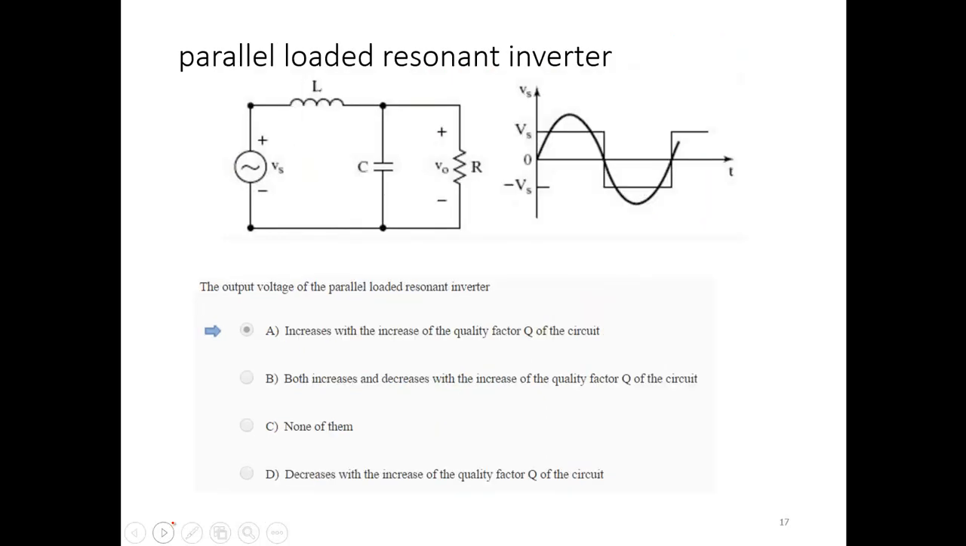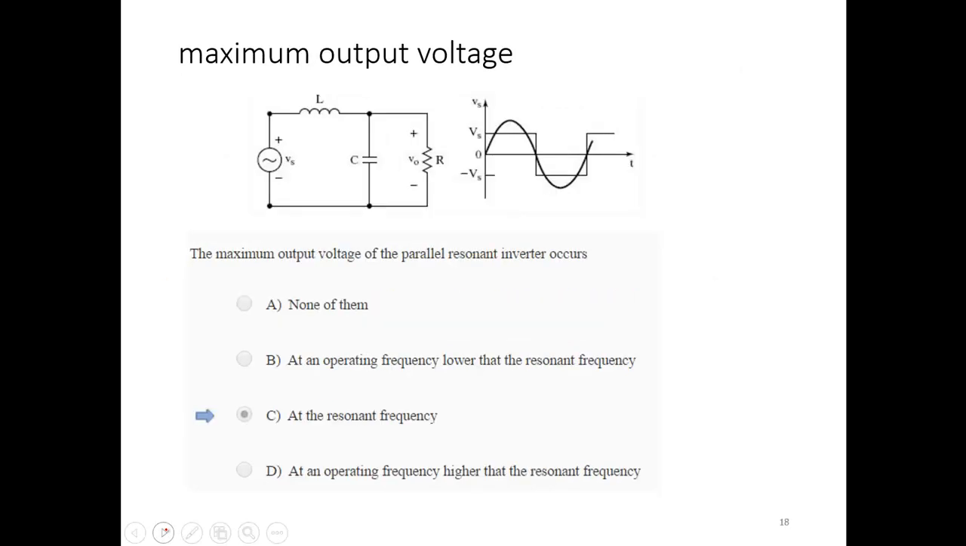The parallel resonant inverter, the output voltage. If you look to the figure 13, you can see that it's opposite. The Q factor increases with the increase of the quality factor. If the quality factor increases, the output voltage increases. The maximum output voltage always occurs at the resonant frequency.